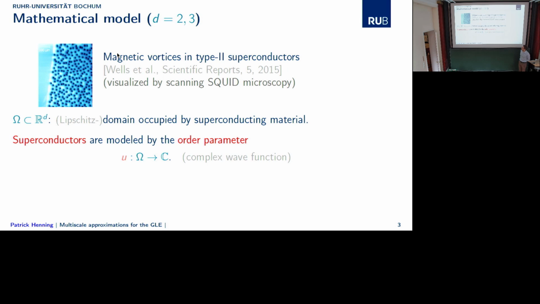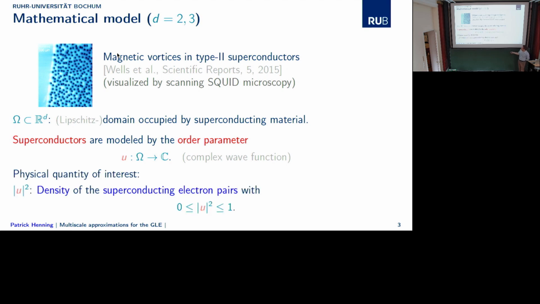And the superconductor itself is modeled by something called the order parameter. That order parameter u is a complex-valued wave function, which is not a physical observable, but you get the physical observable from it. This is our physical observable, by taking the absolute value of u squared.